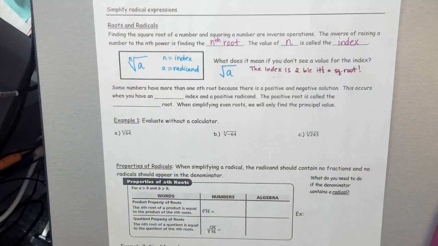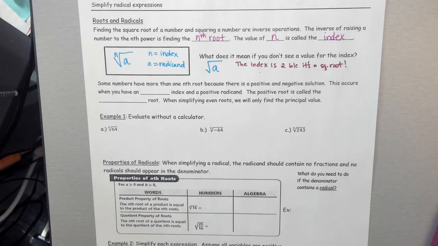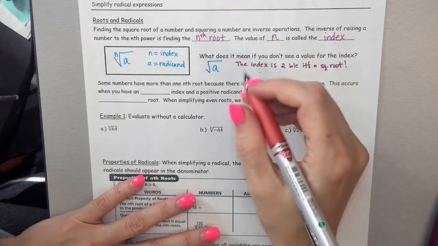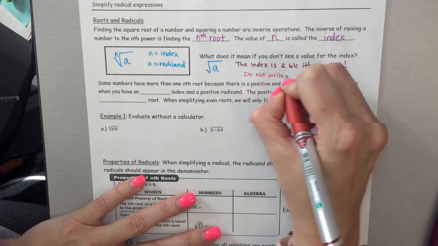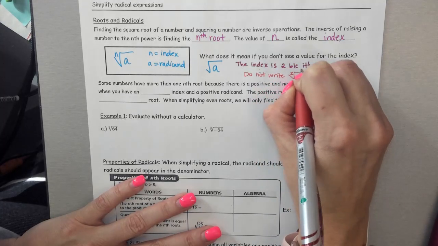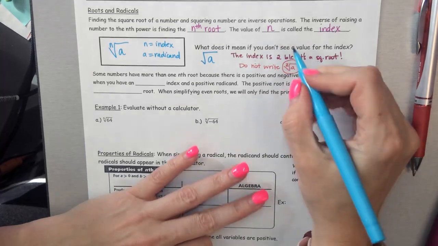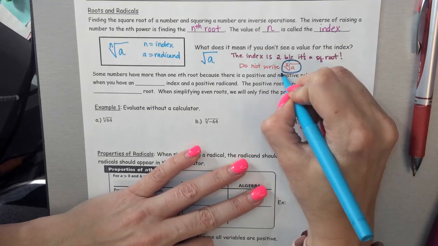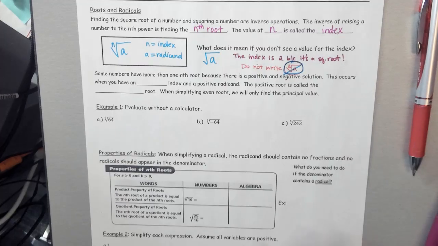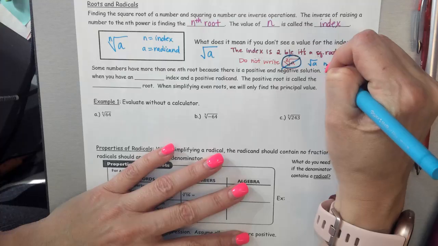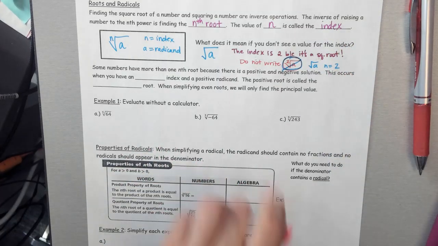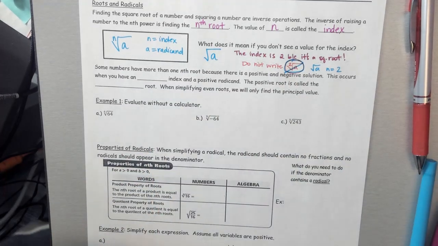Just because we learned that that's called the index does not mean we're going to start writing the square root in different forms. So do not write that; you're not going to write that. Cross it off. No, it is the square root of a when the n value is 2. Do not start putting the 2 in there.